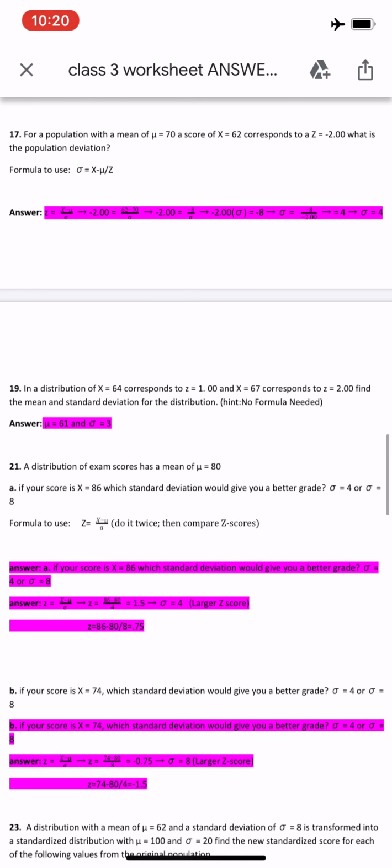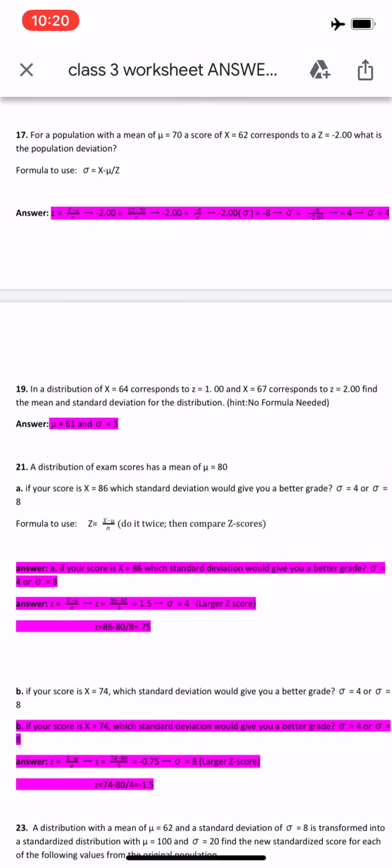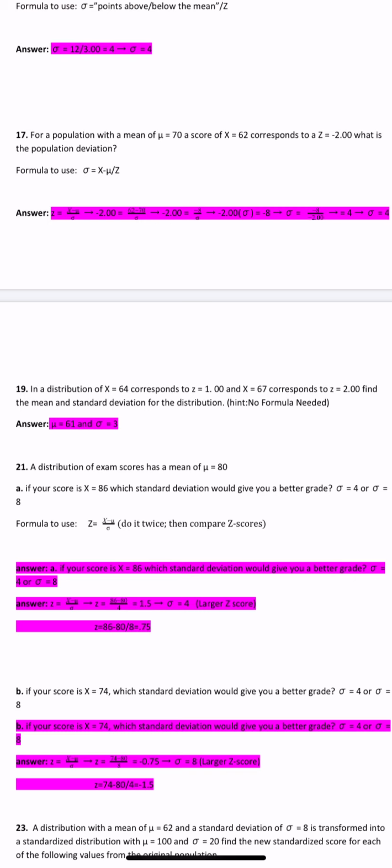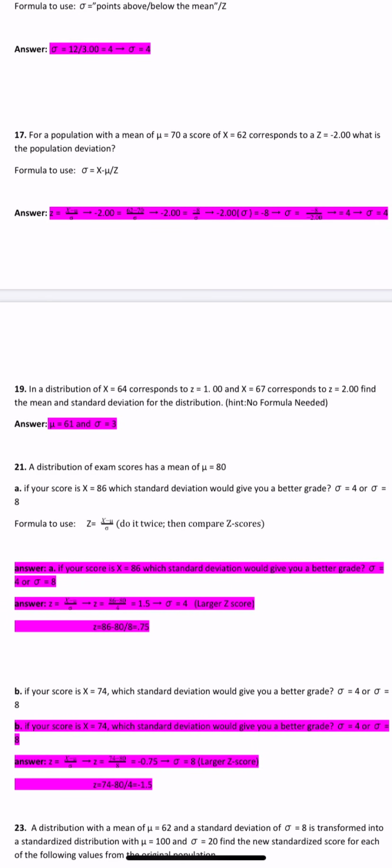Okay. In a distribution, x equals 64 corresponds to z equals 1, and x equals 67 corresponds to z equals 2. Find the mean and standard deviation for this distribution. Hint, no formula needed. So this is a conceptual question. You don't need to use a formula to solve this. We understand that a z of 1 means that it's 1 standard deviation above the mean, and a z of 2 means it's 2 standard deviations above the mean.